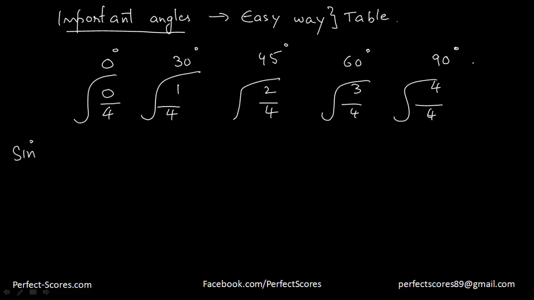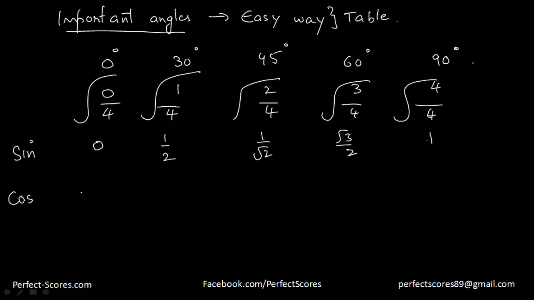So the value of sine 0 is 0 by 4, which is 0. This is 1 by 2. This is 1 by root 2. This is root 3 by 2. And this is 1. So the value of sine 0 is 0. The value of sine 30 is 1 by 2. Sine 45 is 1 by root 2. Sine 60 is root 3 by 2. Sine 90 is 1. And cosine is actually the reverse of sine.